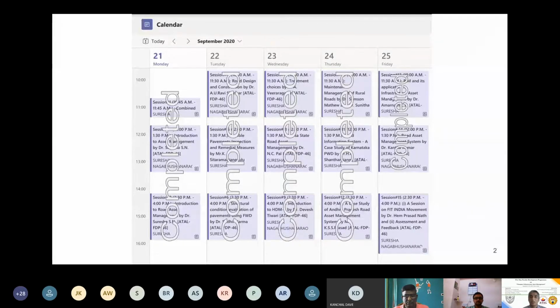Day 4 started with case studies on urban and then rural road maintenance management. We also had a case study of Andhra Pradesh road asset management, and a session on advanced pavement condition monitoring systems and AI-based automatic traffic counts and classifications. Today we are on the 5th day. The first session started with BIM and its application in infrastructure asset management. Subsequently, we had road asset management experiences from Qatar. And now the last session of this FDP program is dedicated to the Fit India movement.